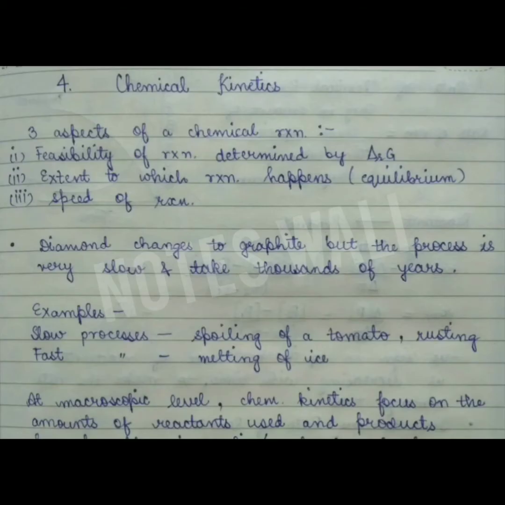Basically, there are three aspects of a chemical reaction, which are feasibility of a reaction, extent to which it happens, and speed of the reaction. And we have already learned about the top two factors, that is feasibility, which is given by the value of Gibbs energy for a particular chemical reaction, and extent of a reaction is found out by using the equilibrium conditions. So in this chapter we are going to deal the speed of chemical reaction, and chemical kinetics itself means that it deals with the speed of the chemical reactions.